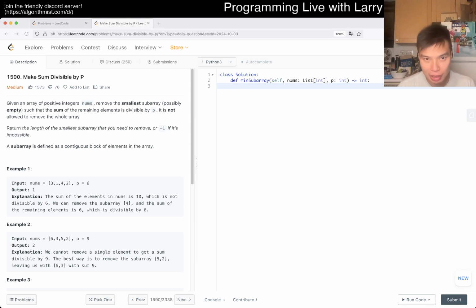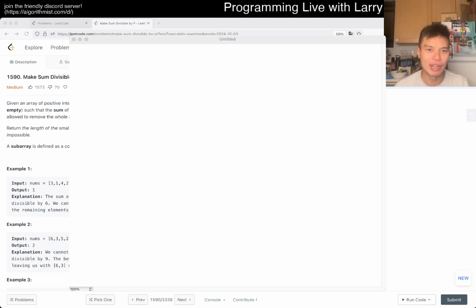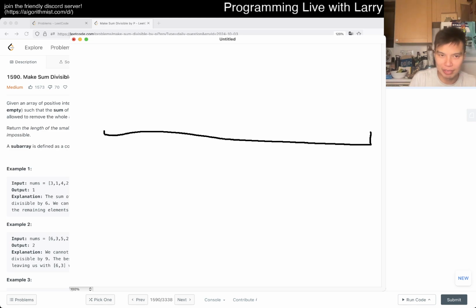So, let me bring up the drawing thing. I think there are a lot of these things, right? And I don't quite 100% know the answer to this one yet, honestly. But let's say you have an array, right? And for these subarray problems, I just think about an array as a list of things. So you have like 2, 3, 5, 1, whatever.